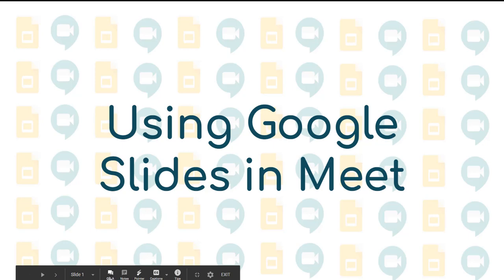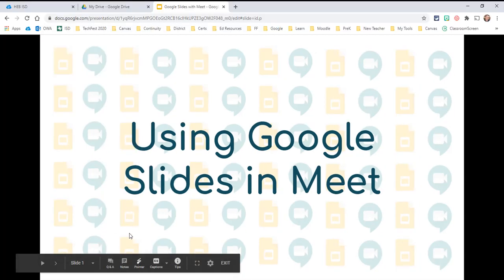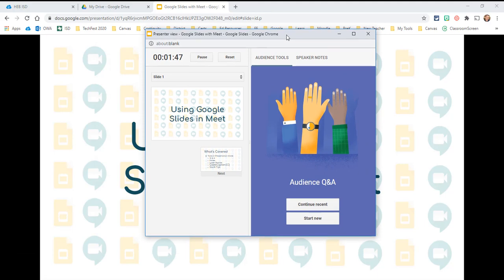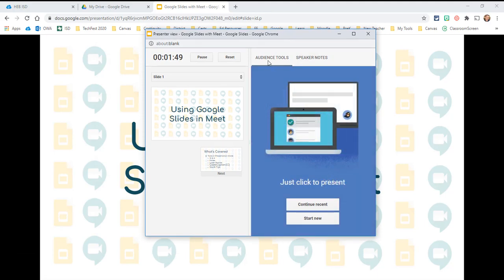But you'll notice that you have some additional tools that you may not have paid attention to before right over here. The first tool we're going to take a look at is Q&A. So you'll see that when I select it, this pop-up window comes up on my screen, and I can choose my audience tools or my speaker notes.